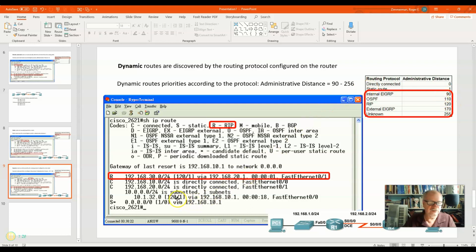Now, in this case, we actually have it right here. This is the administrative distance, and it says 120. Now, there's another number here that we will get into later on, a 1 that's after that, but we'll talk about that in another video. I'm going to cut this one off now, and in the next video, I'm going to demonstrate static routes.